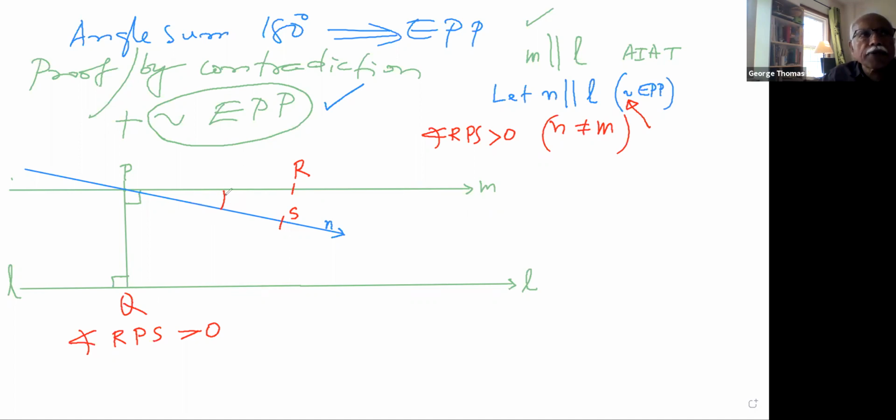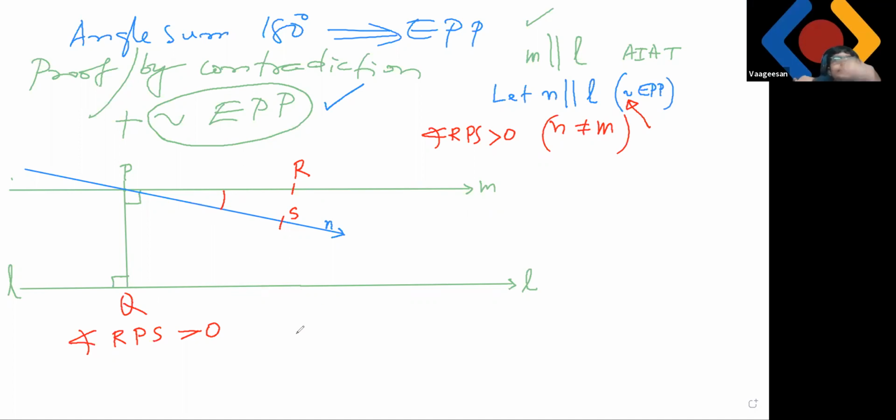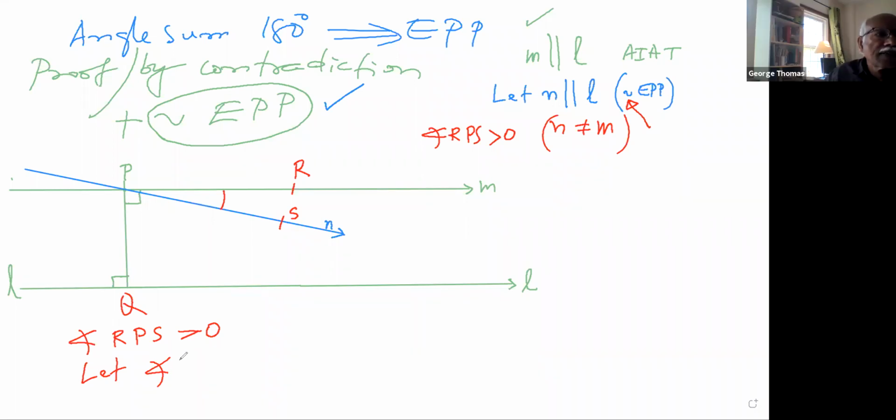This angle is bigger than 0. Agreed? If this is equal to 0, then it would be equal to M. Right. Let us call this angle, I don't know, alpha. Do you know the Greek letter alpha?